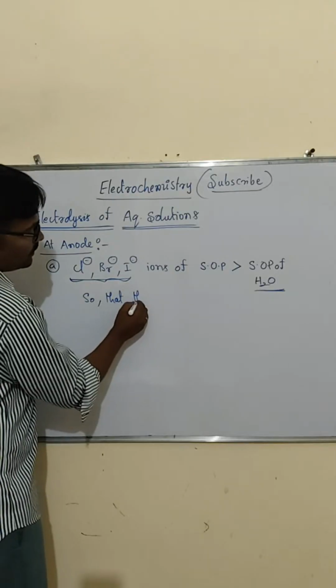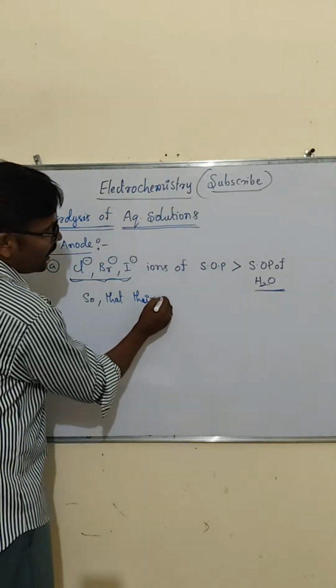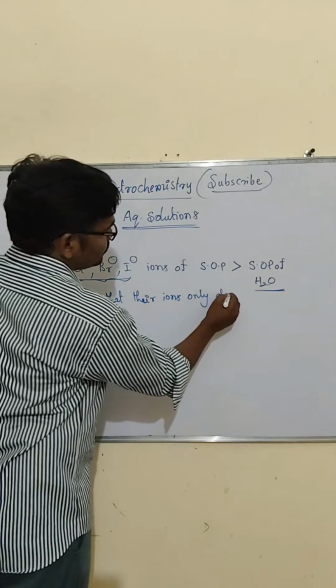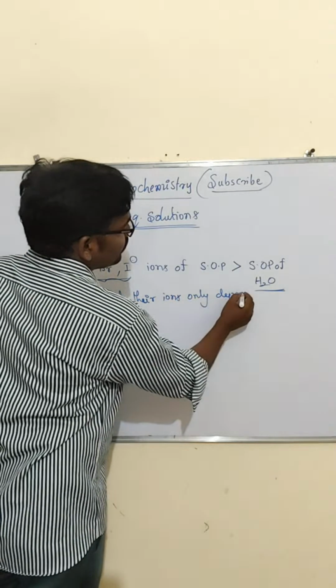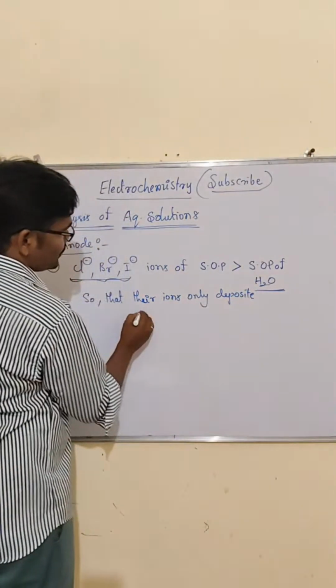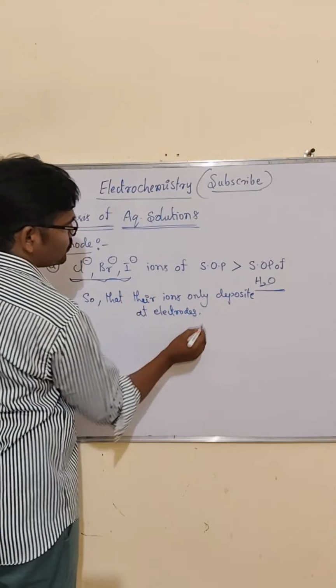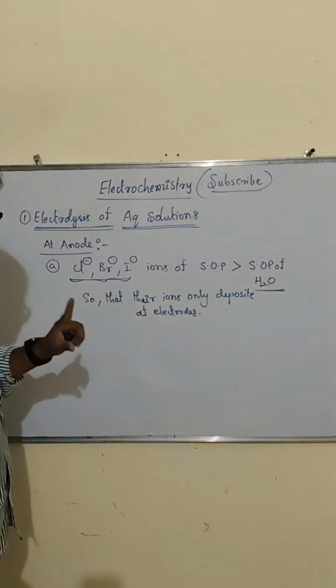So their ions only deposit at the electrodes; the same ions are deposited. Clear, my dear students? Okay, understand?